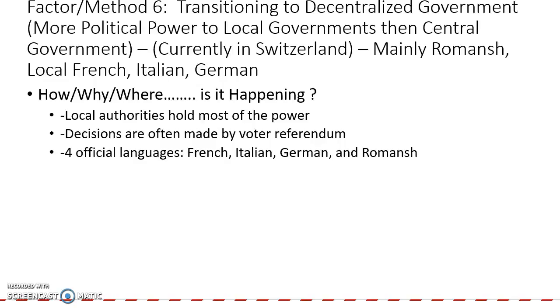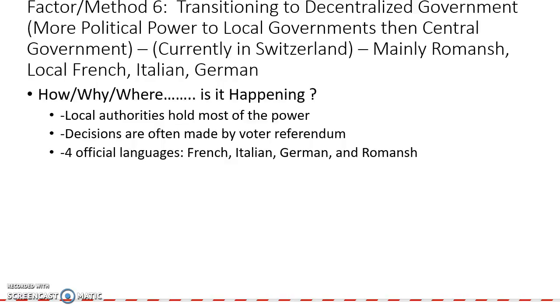And the reason why they've done this is because the local authorities hold most of the power. The decisions are often made by voter referendum, meaning that the voters literally vote to see if they would like to make changes to their laws. And in Switzerland, they've created 4 official languages: French, Italian, German, and Romansh. This is a way of preserving and promoting the usage of all of these languages, especially Romansh, which would be the minority language there.